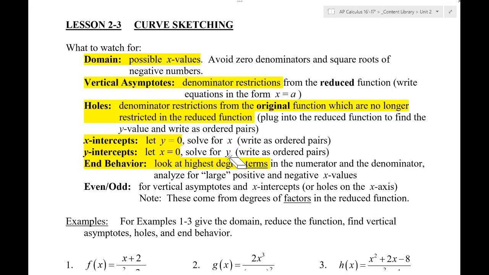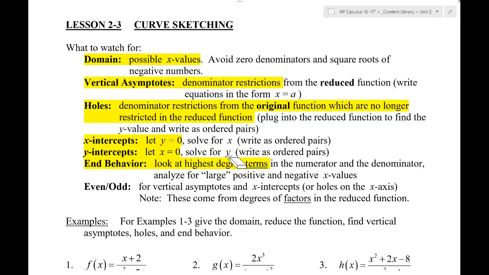How do you find vertical asymptotes? Anything that makes the denominator 0 and that does not cancel out with the top. I'll explain that more. The part where things cancel, how does that affect the graph? Non-removable are vertical asymptotes, and removable ones are literally holes. Holes come from the denominator restriction. If you simplify it and it cancels with the top, that's where you see a hole.